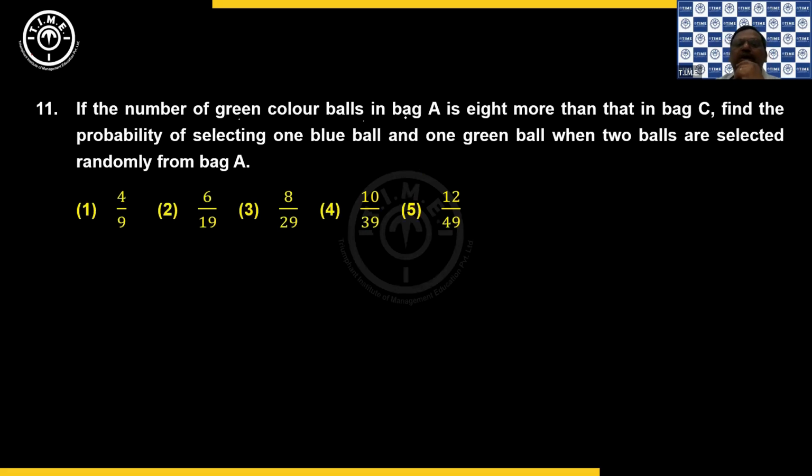If the number of green balls in bag A is 8 more than in bag C, find the probability of selecting one blue ball and one green ball when 2 balls are selected randomly from bag A. Students, number of green color balls in bag A is 8 more than C. We'll come to that. You need to find the probability of one blue and one green ball when two are selected.